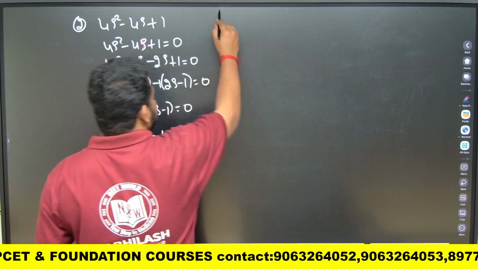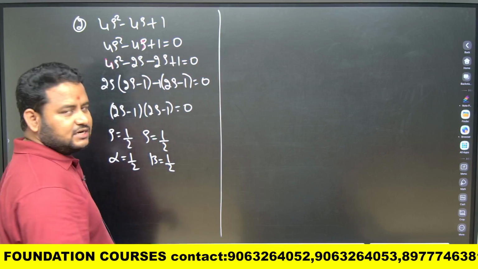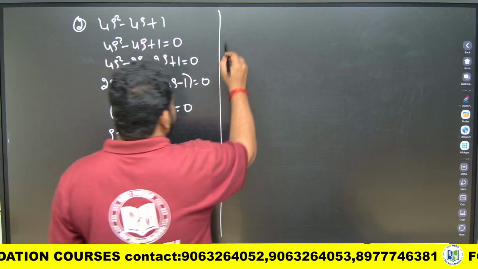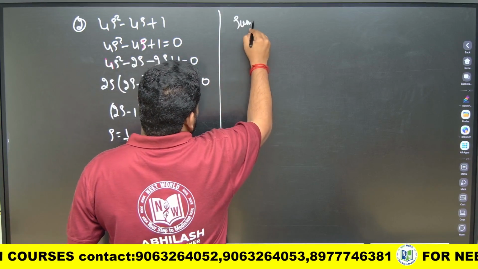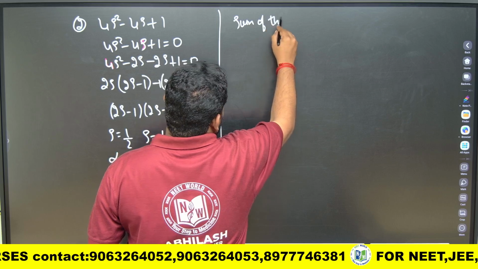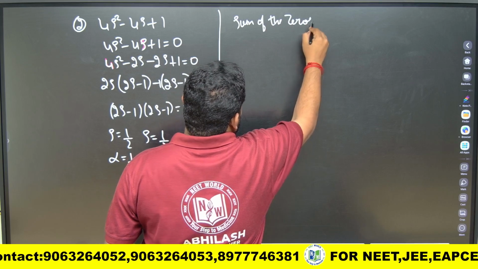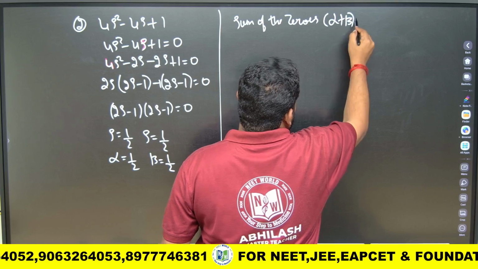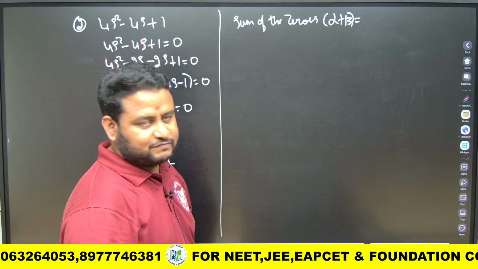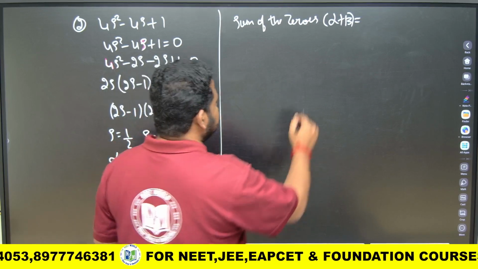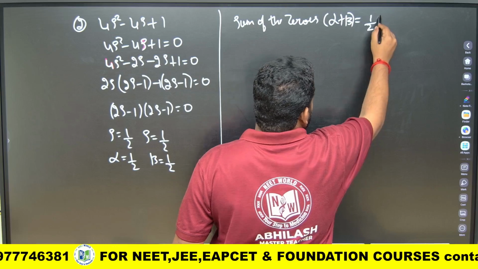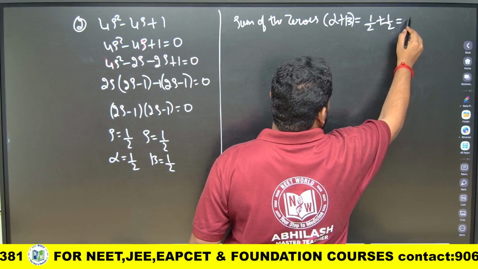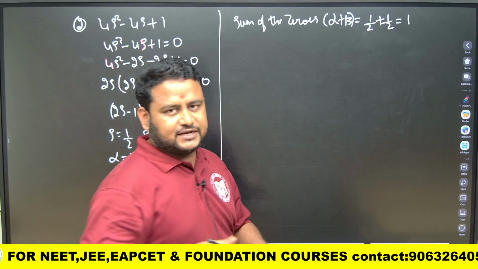Now let us start our verification process, but before that let us find directly the sum of the zeros. Sum of the zeros is alpha plus beta, correct? Alpha plus beta is 1 by 2 plus 1 by 2, which is half plus half, and that gives us 1.